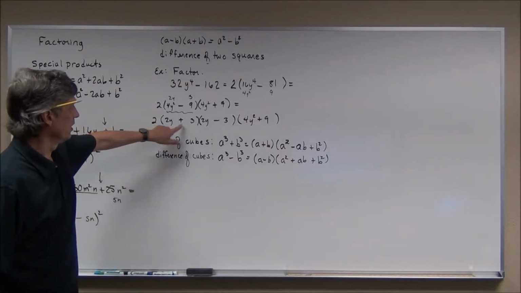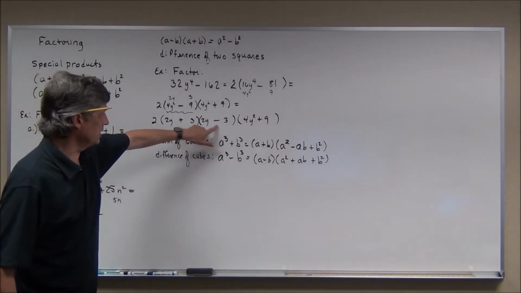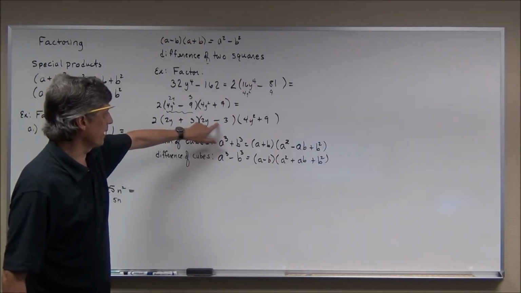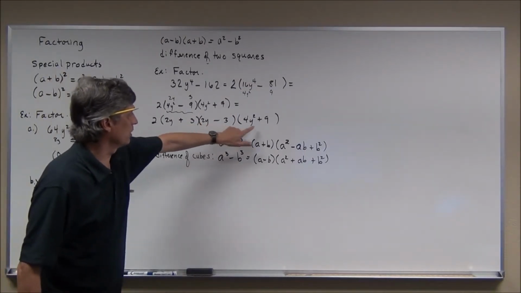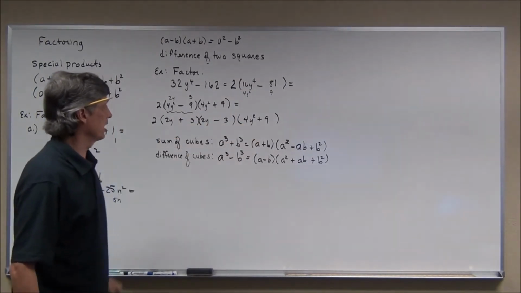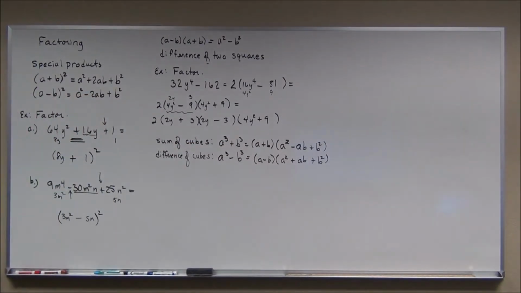That's not going to factor. This is not going to factor. This is not going to factor, even though it's a binomial with a minus sign. These are not perfect squares. And this is not going to factor, as that is the sum of squares, which does not factor.